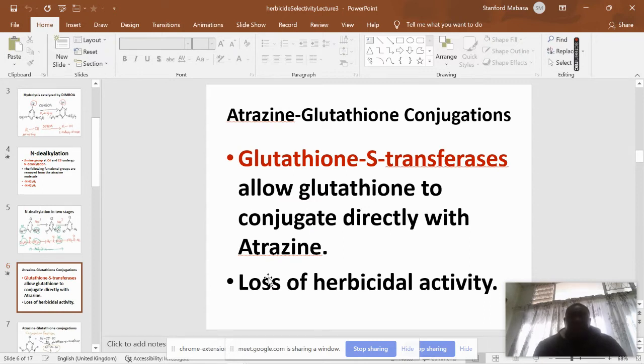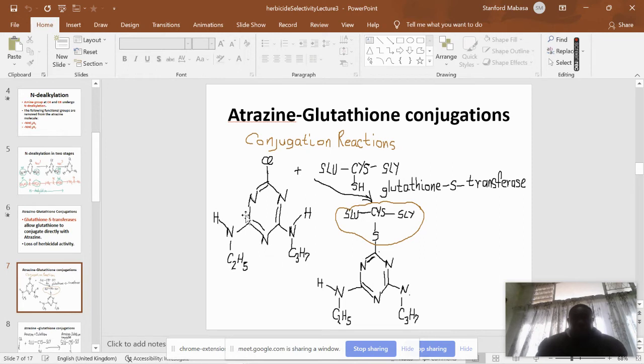Another thing which can happen is that atrazine can be transformed by glutathione conjugation. And you have got glutathione S-transferases, which are the enzymes which allow glutathione to conjugate directly with the atrazine. And of course, there will be loss of herbicidal activity. This could be the atrazine molecule carrying the chlorine, and you have glutathione with this structure SH going straight for the chlorine, and you have this structure being formed, which can be moved to the vacuole.